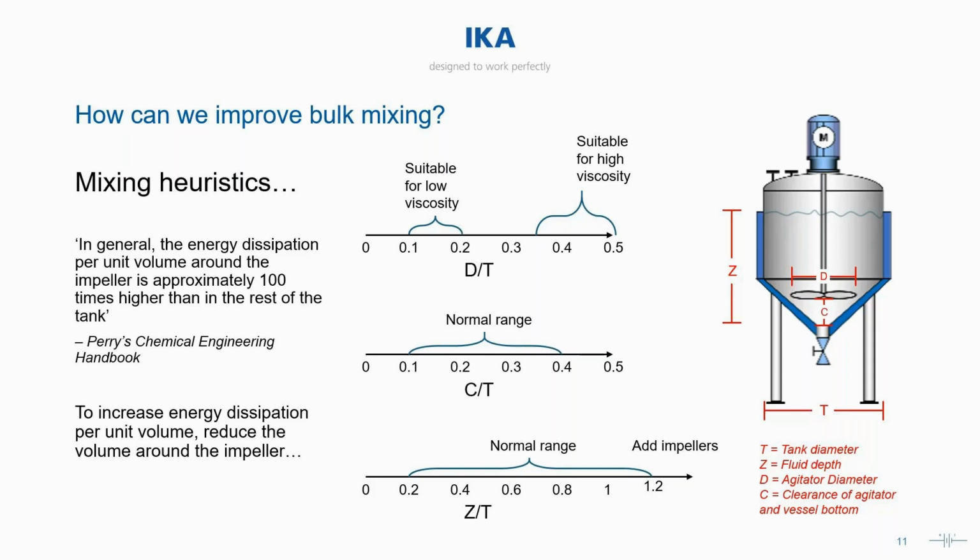Next, we look at the ratio from the bottom of your impeller to the bottom of the tank over your entire tank diameter. So this parameter C should be roughly 10 to 40% of your total tank diameter for you to be in an ideal bulk mixing range.